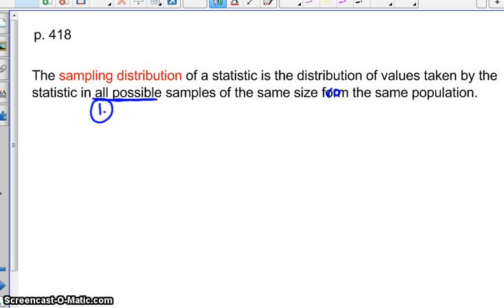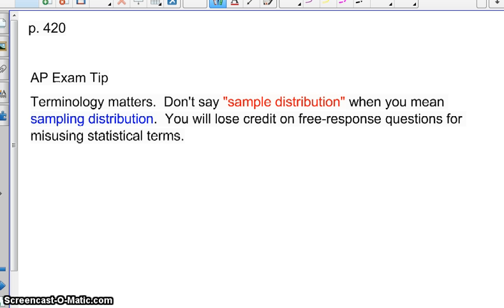Number 2, all my samples have to be the same size. I can't take a sample of 5 and then take a sample of 10, and then go back and take another sample of 5 and make a sample of 4. Third thing, again, we mentioned this already, it needs to come from the same population. So whenever you hear the word sampling distribution, make sure those three things are talked about. If I have a sampling distribution, I'm taking all possible samples of what size from this population.